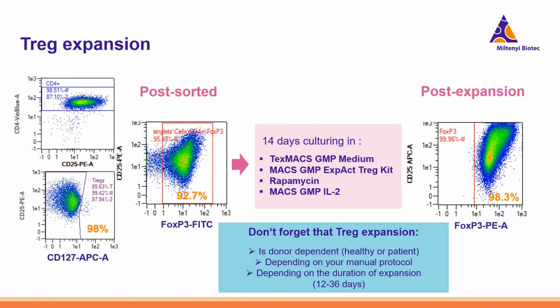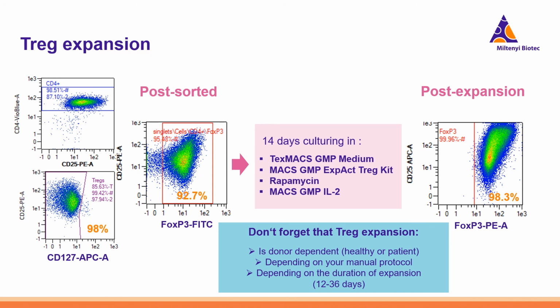And please don't forget that culturing of Tregs is really challenging, and it's really critical. It's donor dependent, and it depends on whether you're expanding healthy donor samples or patient samples, and it really depends on your manual protocol. There is no standard fixed protocol duration. It depends on your plan and your application, and it varies between 14 and sometimes 36 days. And yes, these are factors that you need to take into account and set up your own experiments.